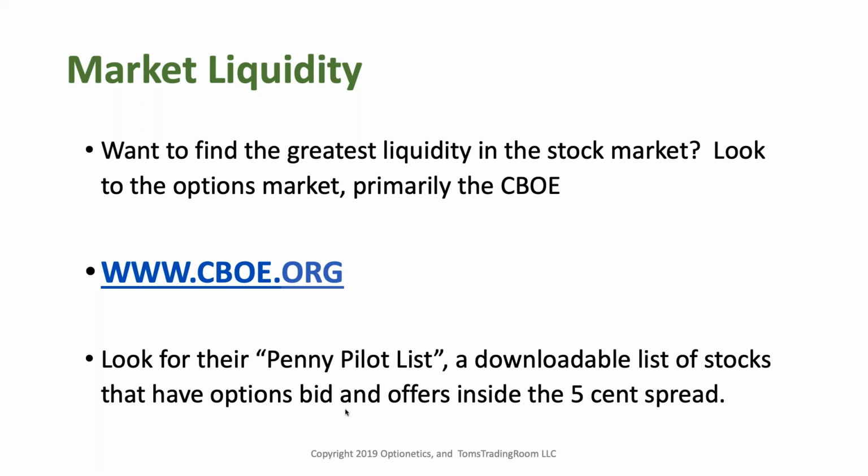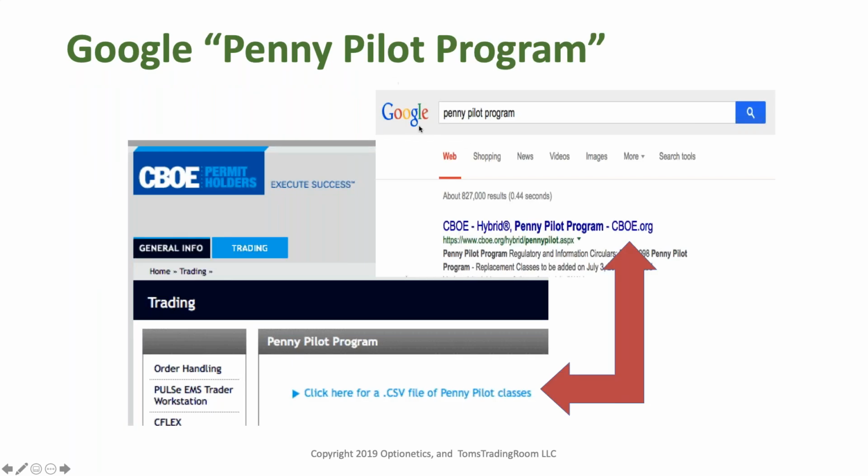And if there's anything that's changed, because you'll get the list. Another way you can do it is just Google it. Go to Google and type in Penny Pilot Program. Once you click on the search button, the very first one that pops up is CBOE Hybrid Penny Pilot Program. Click on that link, and it's going to take you to the CBOE page.